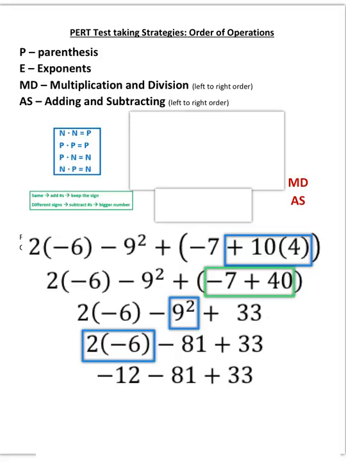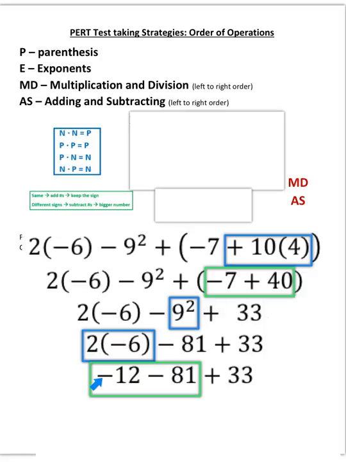Do I have any other multiplying and dividing in the problem? I don't. I only have a subtraction and an addition sign. And when it comes to adding and subtracting, I must do it in left to right order. So I'm going to subtract these two numbers first, but I'm going to first box them in a green box. So I know and remind myself to only follow the green rules. Look at my green rules. Do I have the same sign and I'm going to add the numbers? Or do I have different signs and I'm going to subtract the numbers?